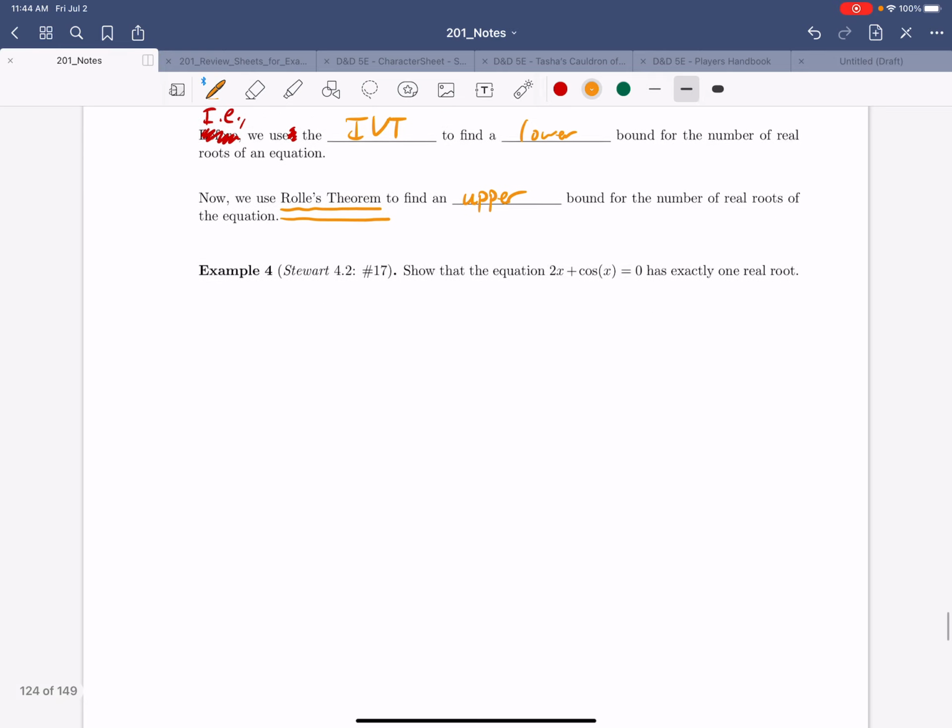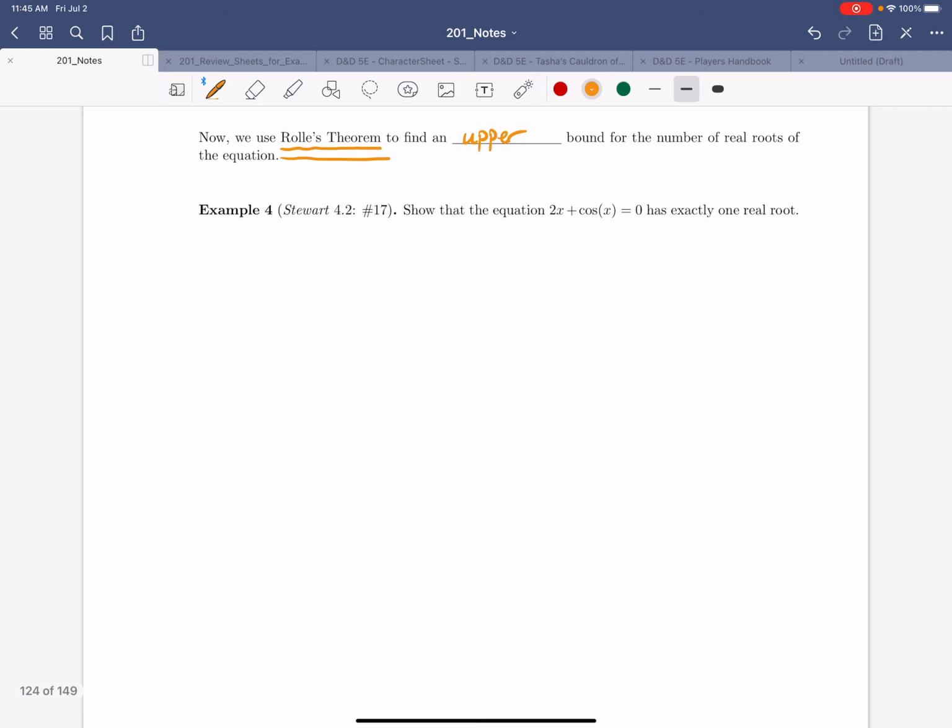So let me do one more example here. Show that this equation has exactly one real root. Okay. So first off, we show that there's at least one real root. Then we show there's at most one real root.